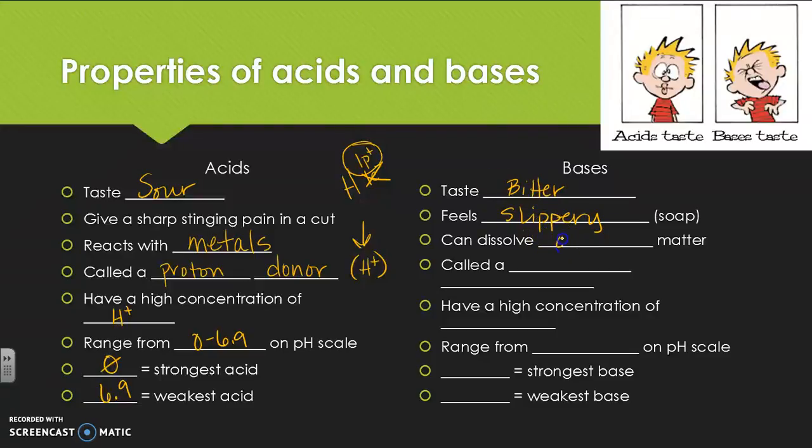Okay, they can dissolve organic matter, and organic matter is anything that's carbon-based. We've done some work with some carbon-based substances before in the class, so that would be considered organic matter. These are called proton acceptors, and that's because they can always take a proton or a hydrogen ion. They have a high concentration of hydroxide ions, and on the pH scale they range from 7.1 to 14. The strongest base on this will be 14, and the weakest base would be at 7.1.